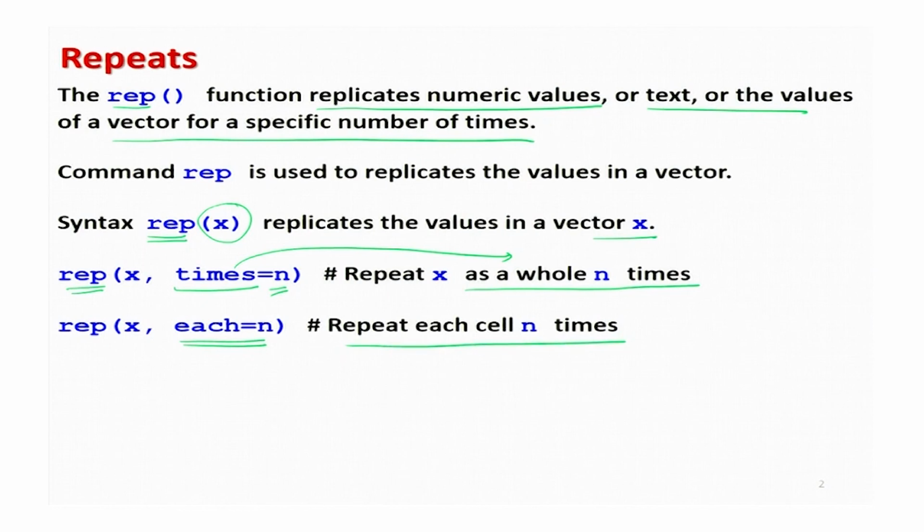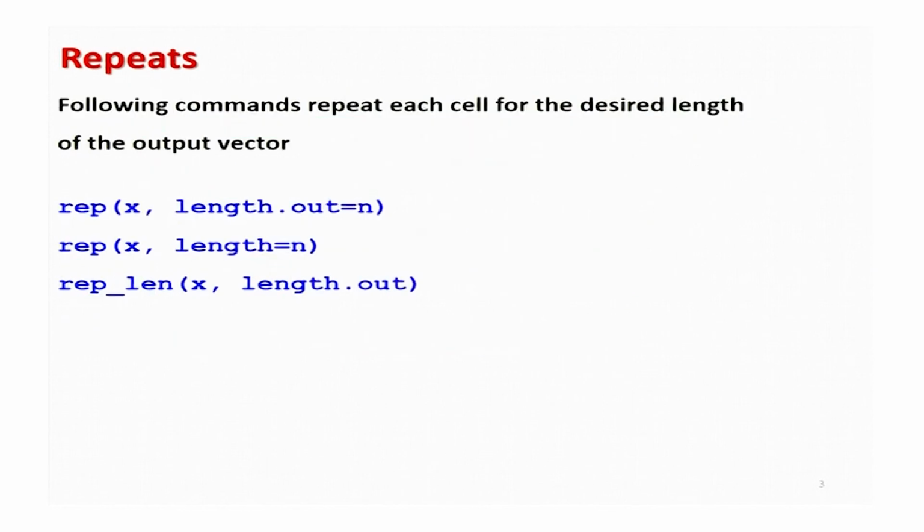Let me take some examples and show you how it works. Before I move further, let me inform you that we have three possible options. One is rep, inside the parenthesis you write x comma length.out equal to n. That will give you the output of a desired length, say n. Or you write rep, inside the parenthesis x and then length equal to small n, or you write rep underscore len and then inside the parenthesis x comma length.out. They are going to give you the same output. So they are going to repeat each cell for the desired length.